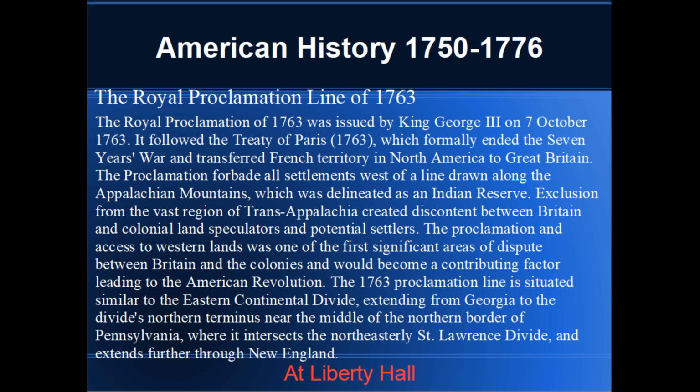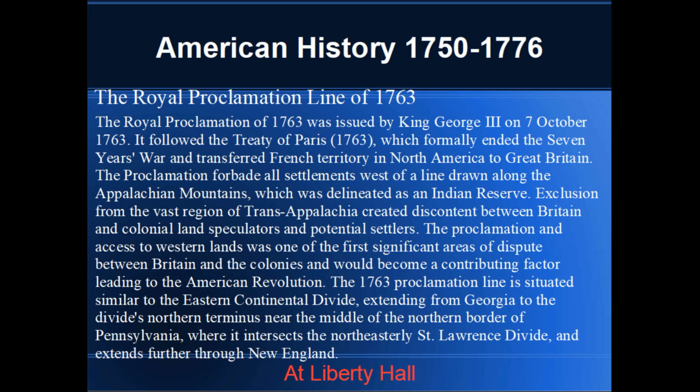Exclusion from the vast region of Trans-Appalachia created discontent between Britain and colonial land speculators and potential settlers. The proclamation and access to Western lands was one of the first significant areas of dispute between Britain and the colonies, and would become a contributing factor leading to the American Revolution.